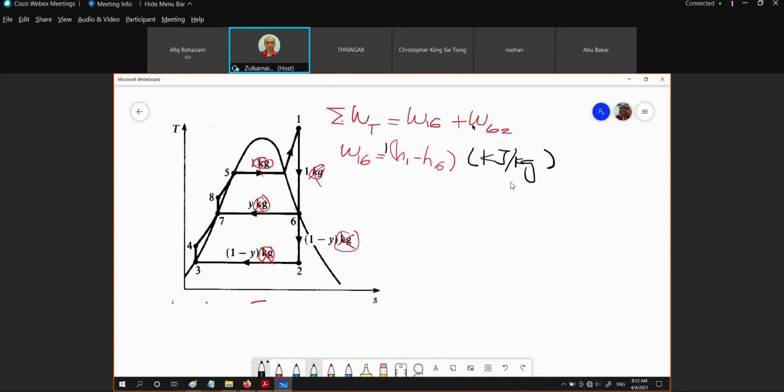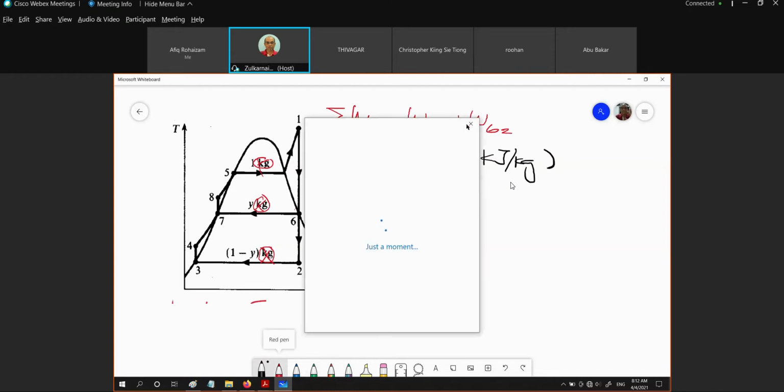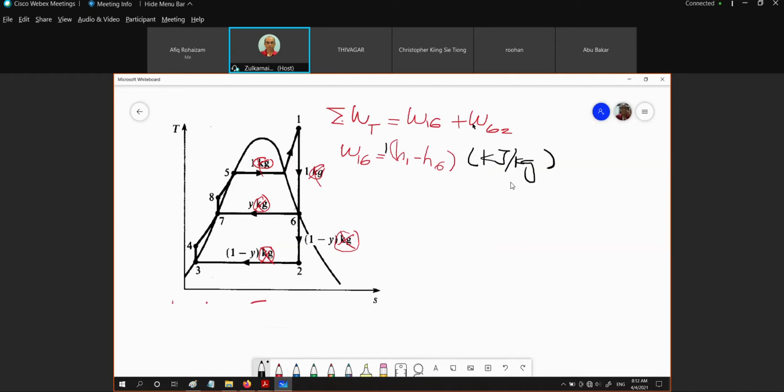Right? And for the rest of the expansion process, which is 6 to 2, which is W62, this is equal to H6 minus H2. But remember that we have bled the system at 6. So the balance of the fraction of flow is 1 minus y.